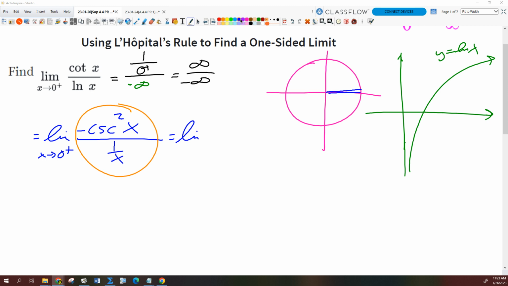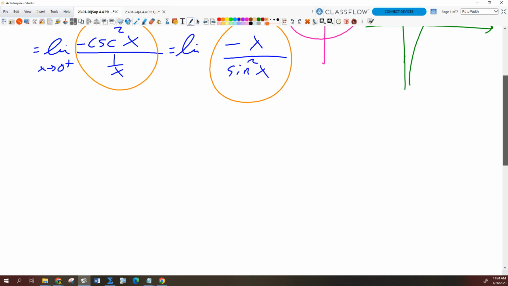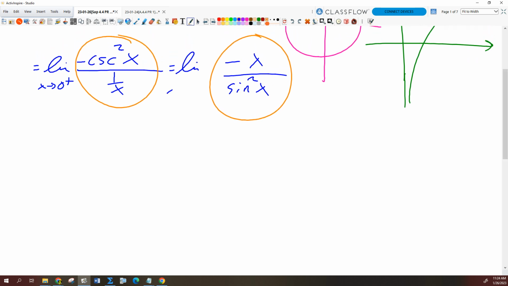Okay, cosecant of x, you already told me, is 1 over sine, right? So couldn't I rewrite everything in the bubble? I could just write it as I've got my negative, but the x is going to go to the top, and I'm just going to get a sine squared x on the bottom, right? Isn't that better? I think that's better. Okay, so now we could apply L'Hopital's rule again, because that's indeterminate.